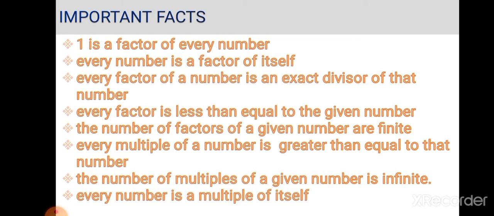See the important facts. 1 is a factor of every number, and every number is a factor of itself. Every factor of a number is an exact divisor of that number. The smallest prime number is 2, and it is the only even prime number. The number of factors of a given number is finite. The multiples of a given number are infinite. And every multiple of a number is greater than or equal to that number.